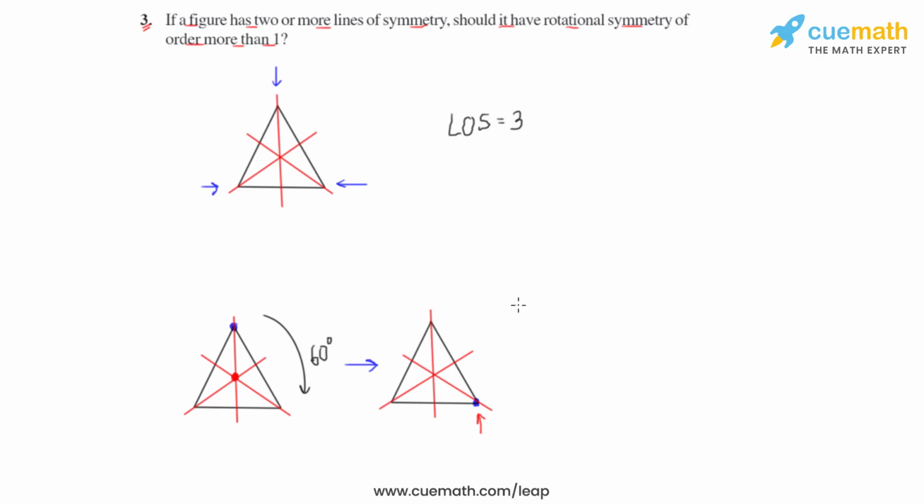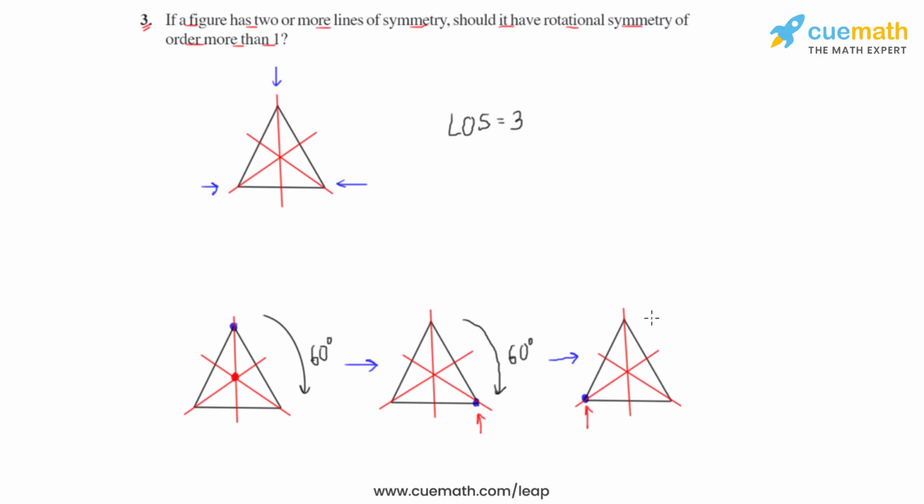Now again, if this figure is rotated by 60 degrees in the clockwise direction, let us see the new position of this blue dot, which will give us the same figure as the question figure. After a rotation of a total of 120 degrees, this is the new position of the blue dot, and this also gives us the same figure as in the question figure.